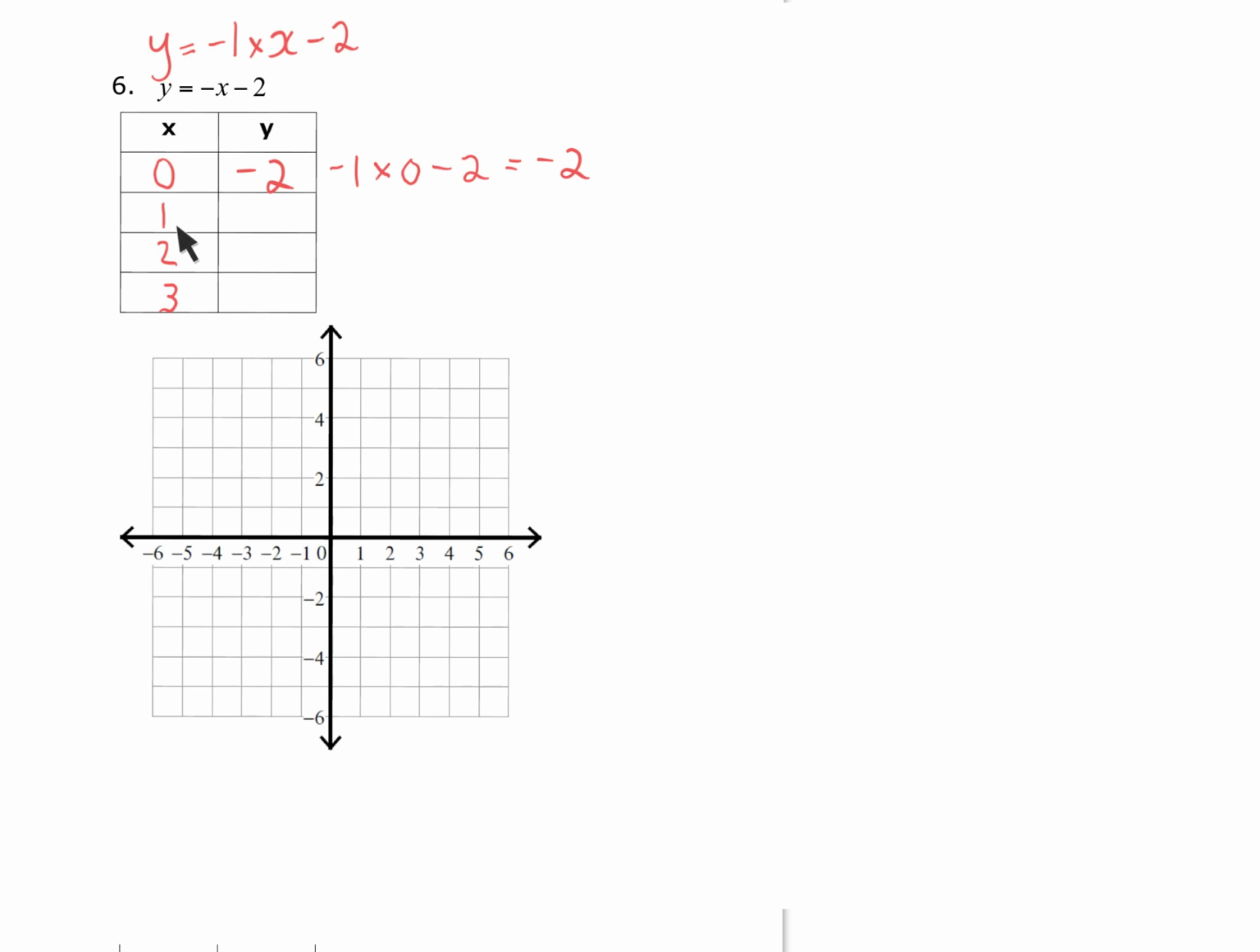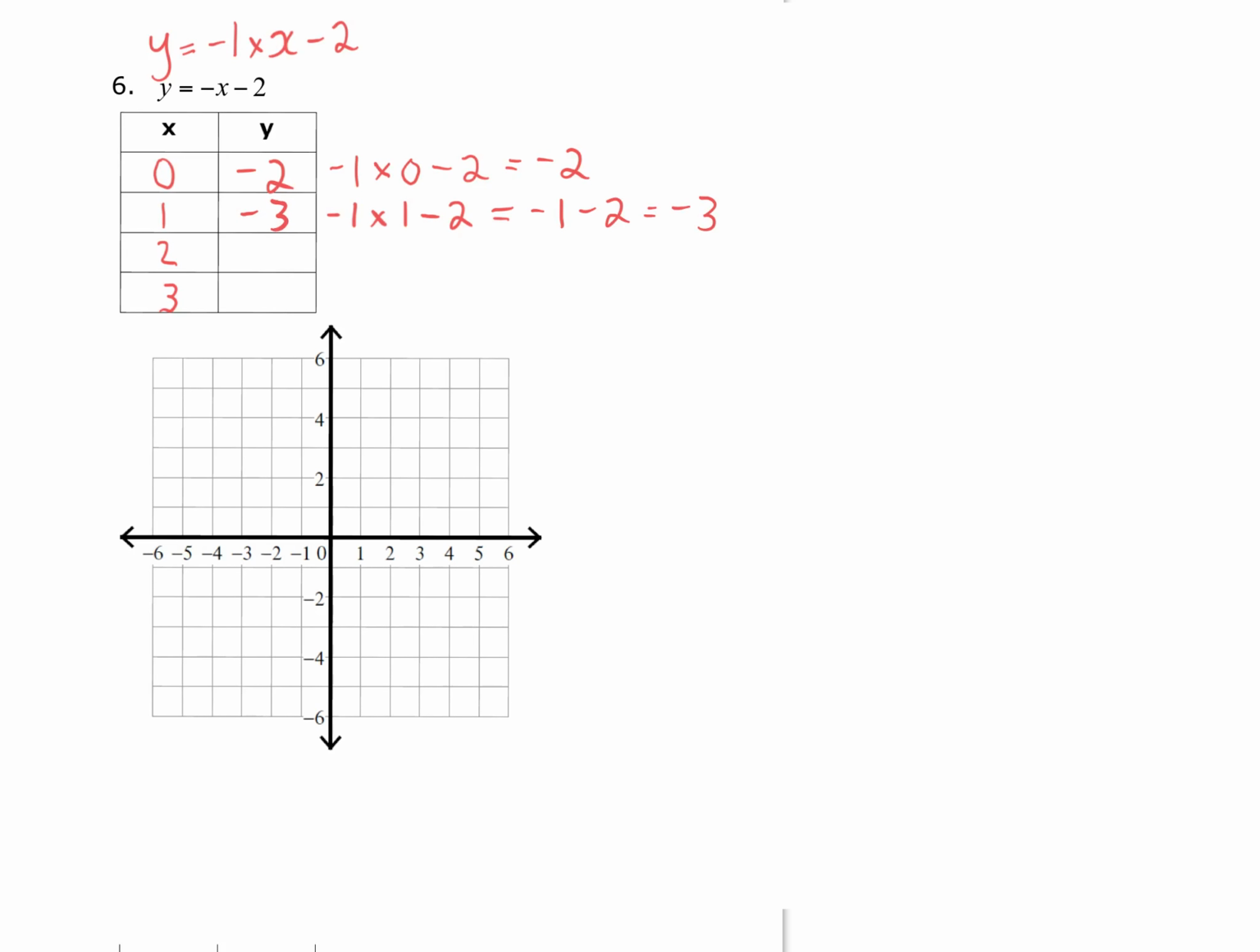So here I've got x is 1. So I'm going to put in negative 1 times 1 minus 2. And we know that negative 1 times 1 is negative 1, and negative 1 minus 2 is, I'll write out another step here, negative 1 minus 2 is negative 3. So that's our y value, negative 3.